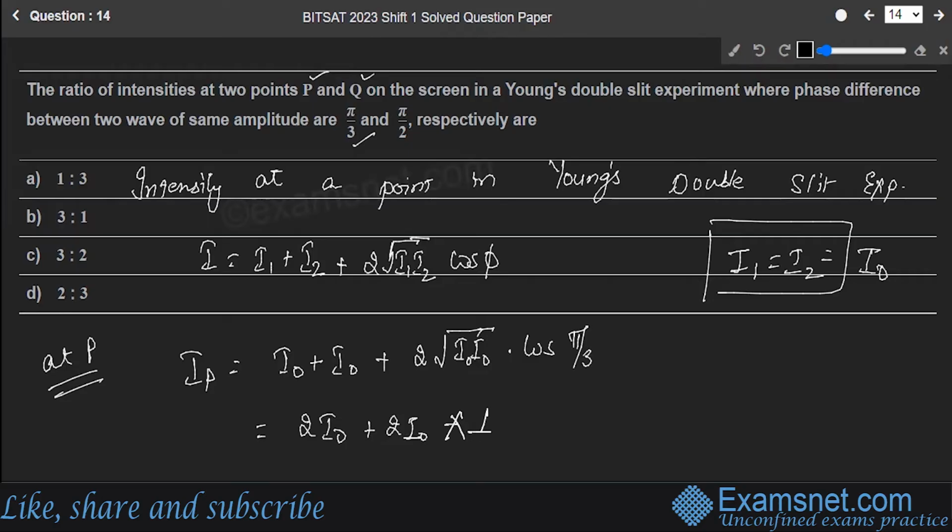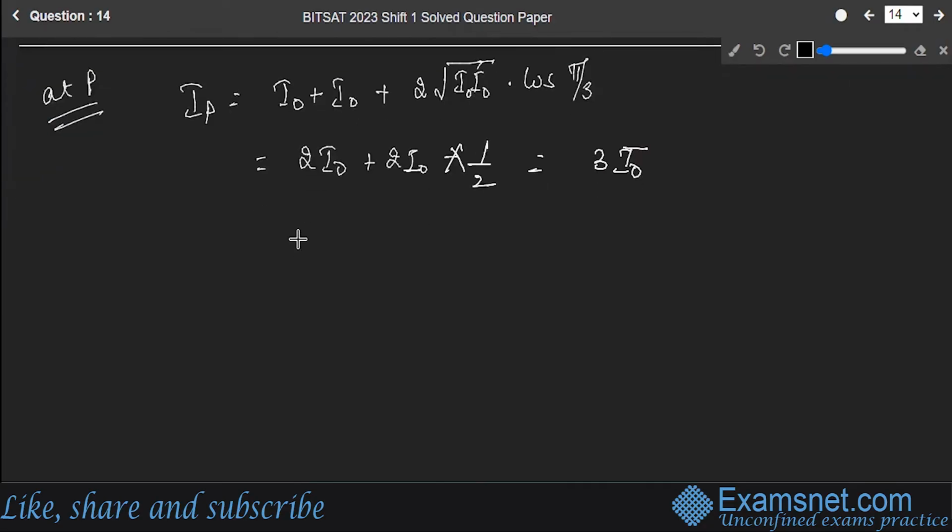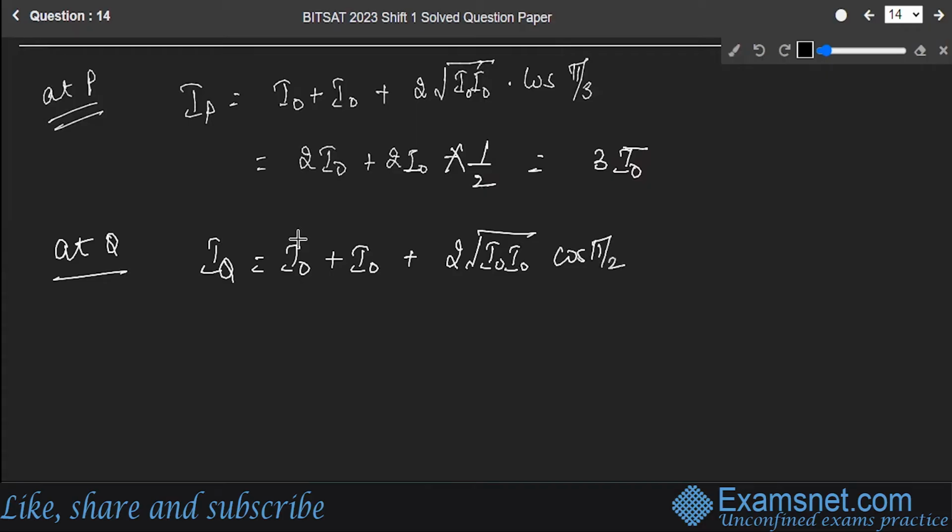This is multiplied by 1 by 2. So this gives you 3 I0 at the point P. Similarly, at the point Q, IQ will be equal to I0 plus I0 plus 2 root I0 cos(pi by 2). In this case it was cos pi by 2, which is equal to 0. So this is equal to 2 I0.